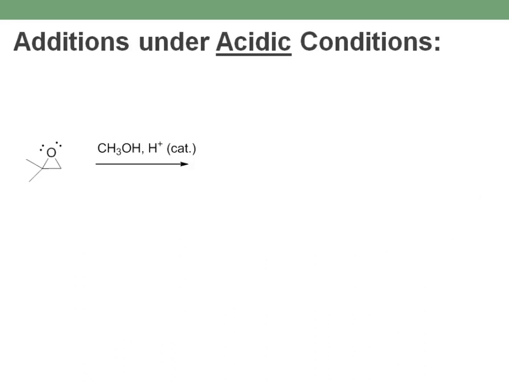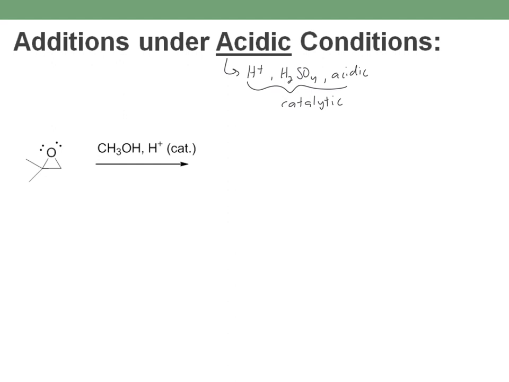So if you're in acidic conditions, what you're going to see with your nucleophile is something like H+, or maybe H2SO4, or some other acid. The idea is that these acids are going to be in a catalytic amount. So you're going to see either "cat" written next to it or like 5%, 1%, something like that.